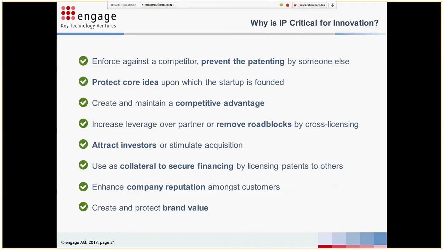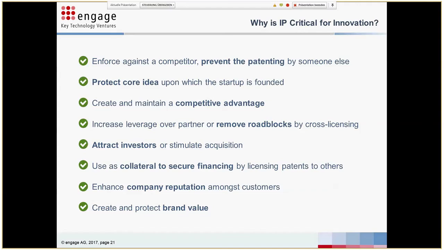Patents are very attractive for investors. This is not always based on facts, but investors typically like patents very, very much. You could also use this to secure financing by licensing your patent to others, for example, in a different field than the field you actually want to sell a product in. And of course, this would increase your company reputation and the brand value.